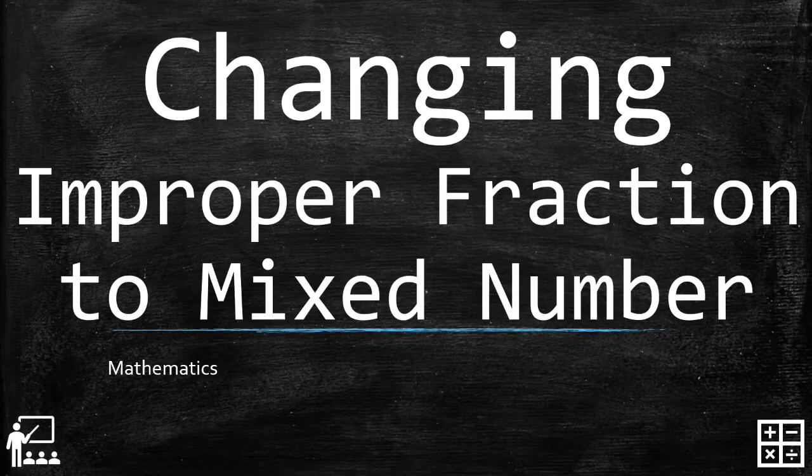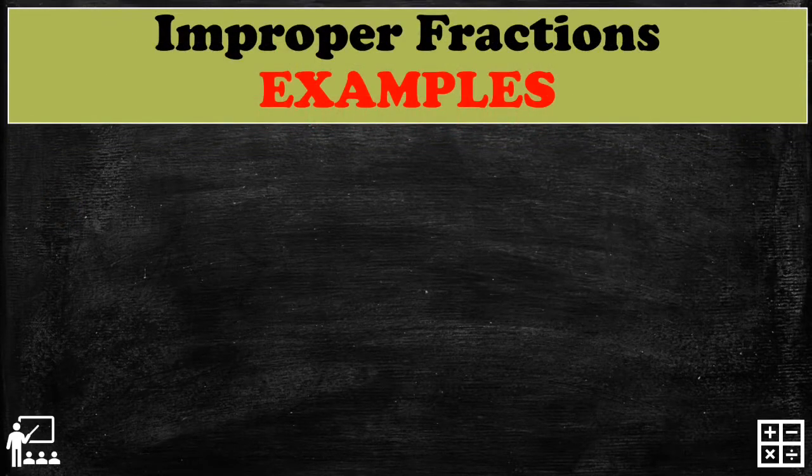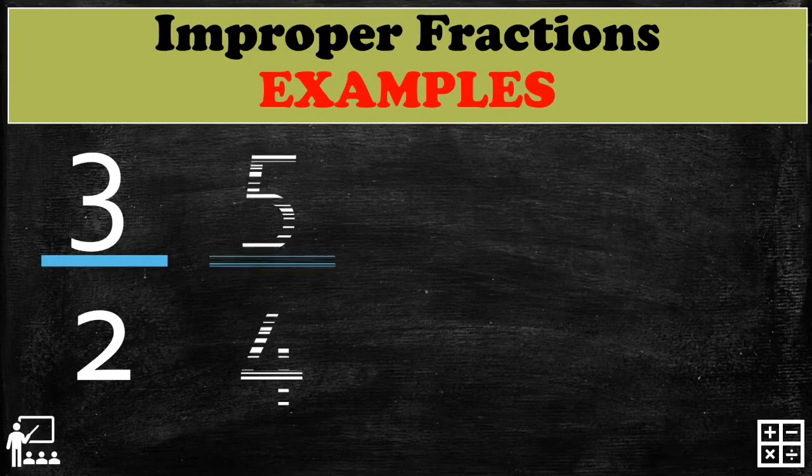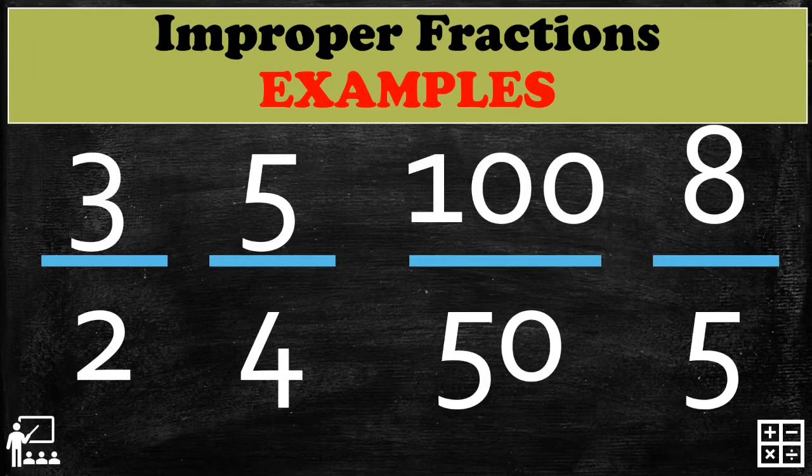This video lesson is about changing improper fractions to mixed numbers. But first, let's identify what improper fractions and mixed numbers are. Improper fractions are fractions whose numerator is greater than the denominator. Here are some examples of improper fractions: 3/2, 5/4, 100/50, and 8/5. As you can see, all the numerators are greater than the denominators.